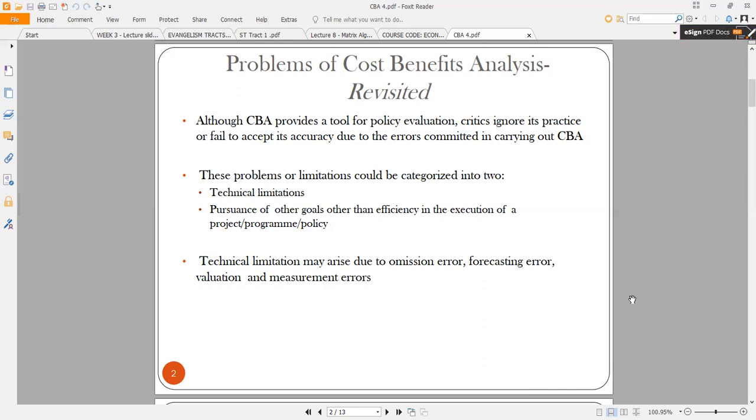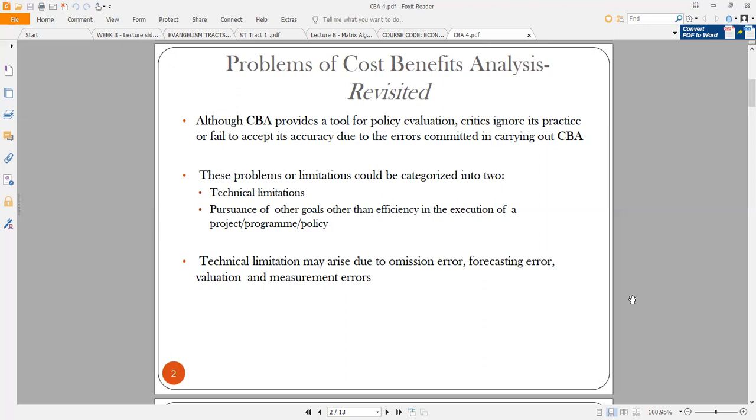So basically, the problems are grouped into two: the technical ones, and the fact that it's even possible that those who are undertaking the project will be thinking about other goals instead of making economic efficiency the main goal for the project. Technical limitations normally happen because of omission errors, when the analyst is unable to fully capture the impact, the full benefit, and the cost associated with the project. And also forecasting error, when you are doing ex ante CBA, the CBA that is done before the project is actually implemented, you are using it to predict the benefits and the costs that are going to be associated with the project.